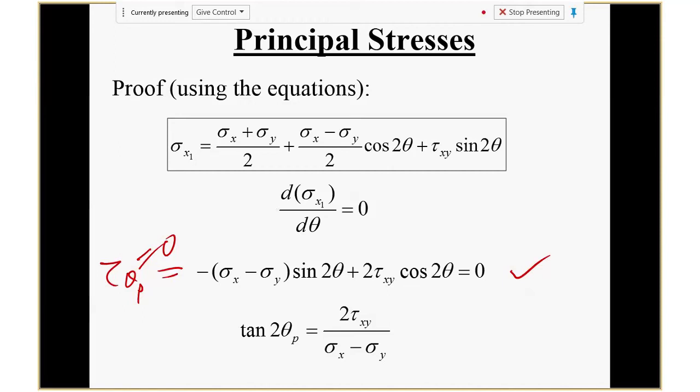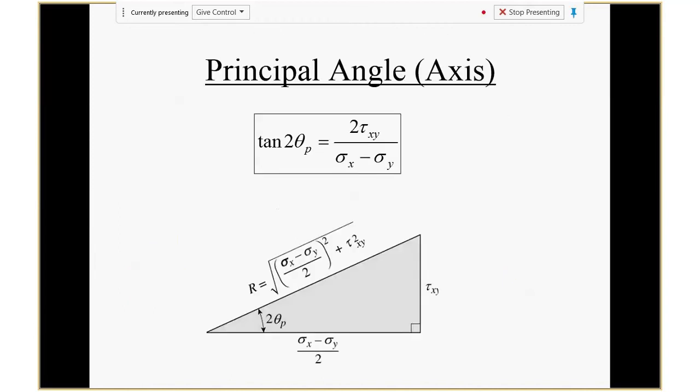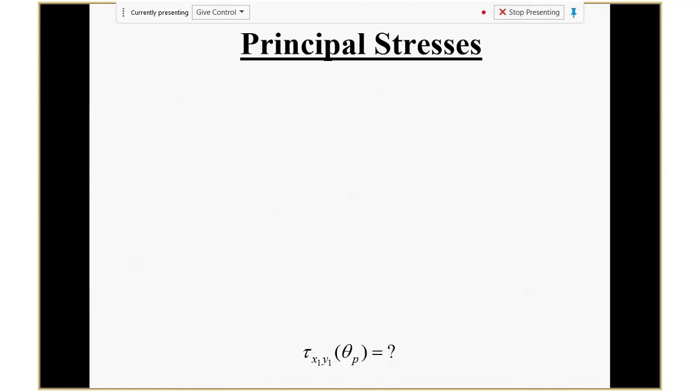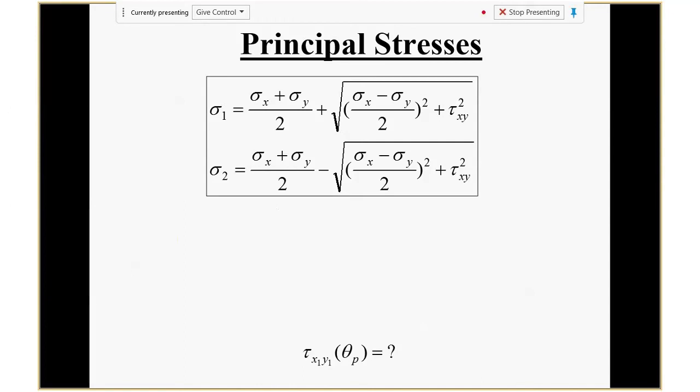Now, if this is true, you can actually calculate sigma x1. What's the sigma x1 value? So here is an explanation of what that 2 theta p means and how to calculate it. That's the equation. And here is the stress in the principal direction with theta p equal to that value. You take it back to the sigma x1 equation. This is what you get. So you get the sigma value equal to either the top one or the bottom one.